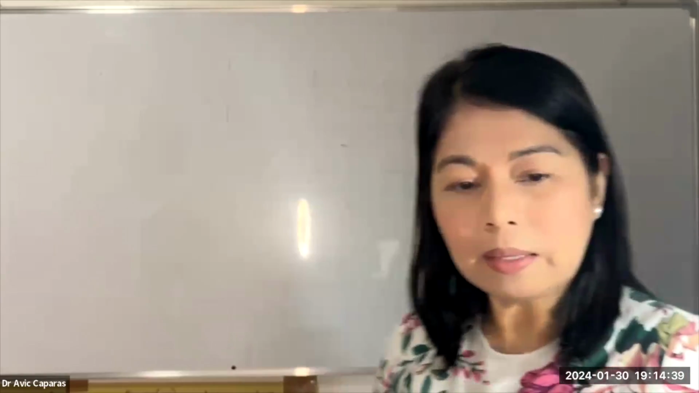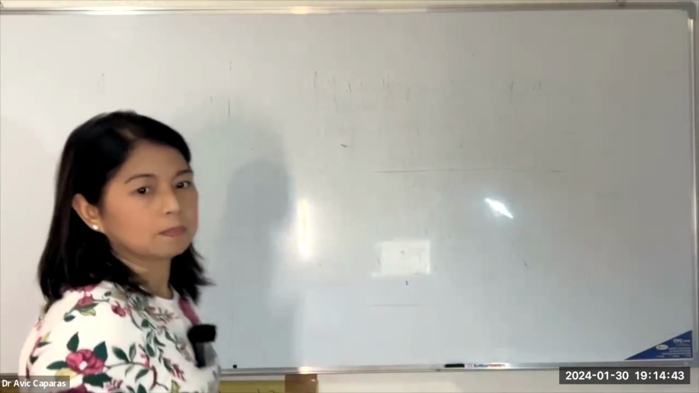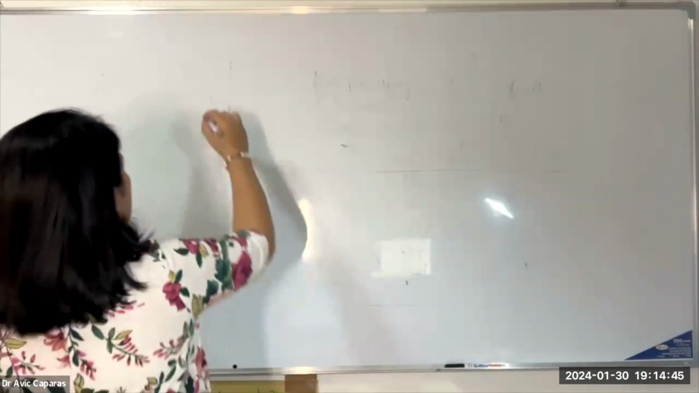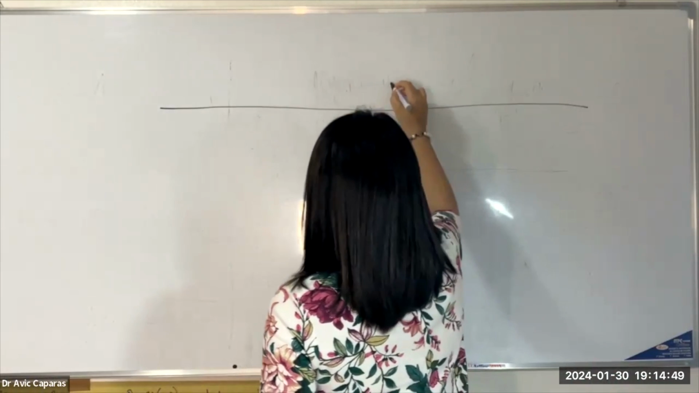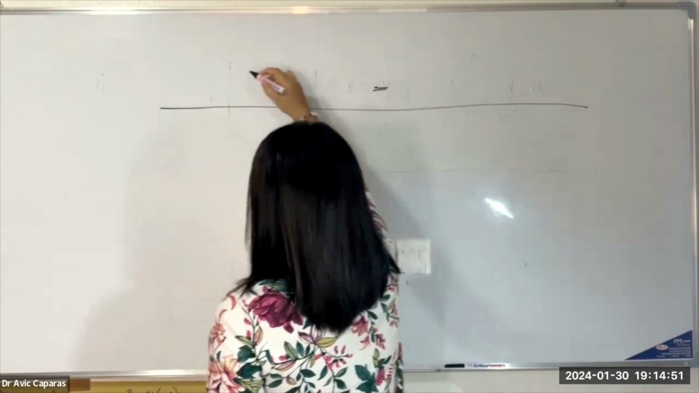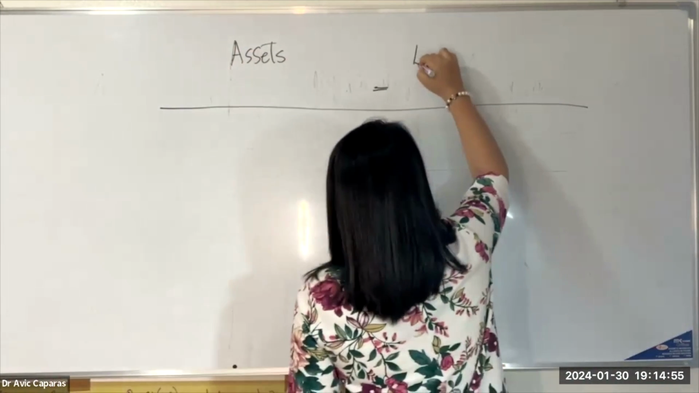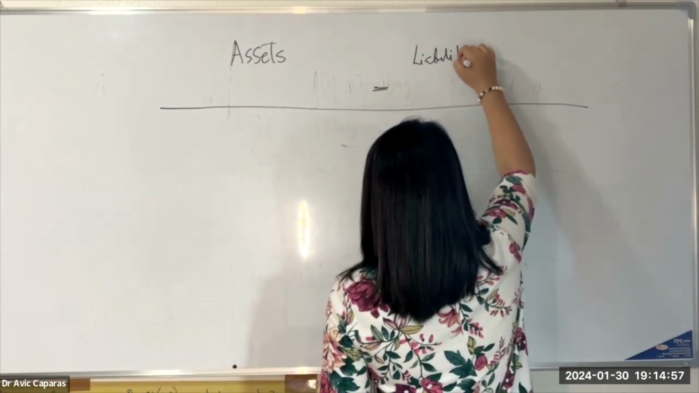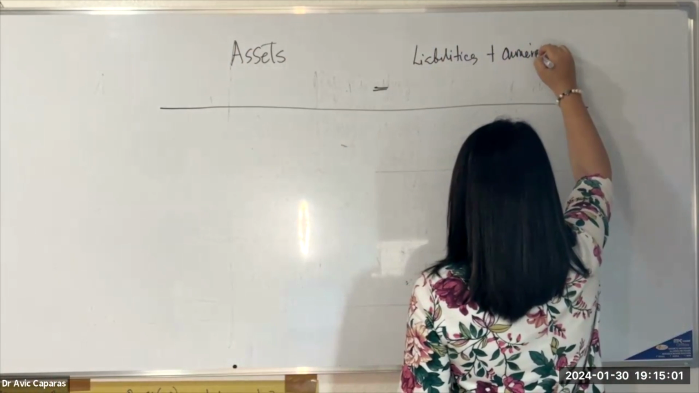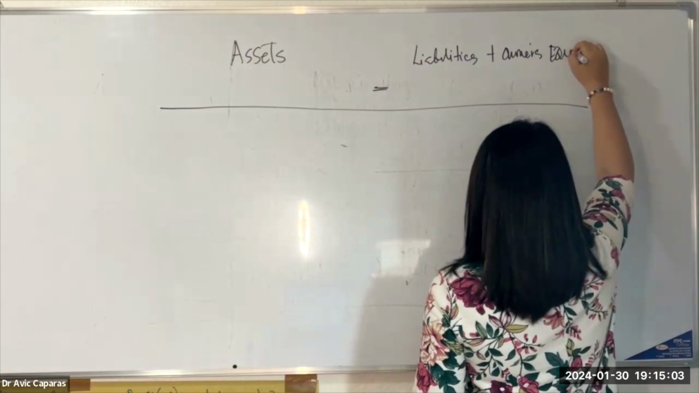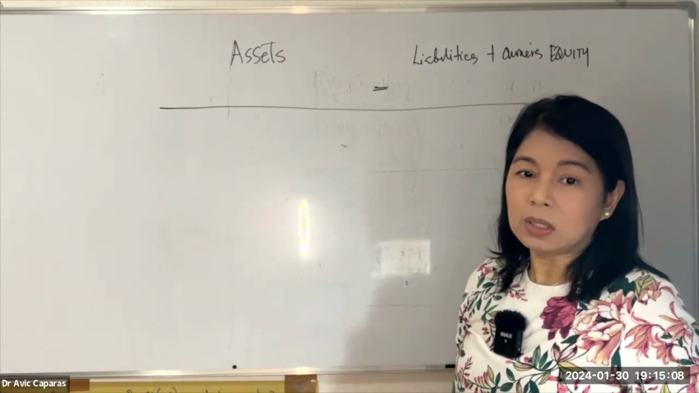So basically I think you have cash. So I think there is equipment. Let's just say here, assets, here is liabilities, plus owner's equity. So let's just put the column titles as we go along.